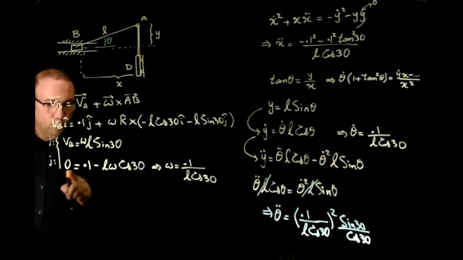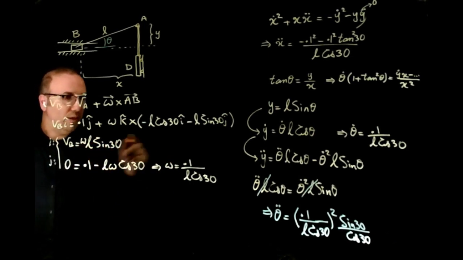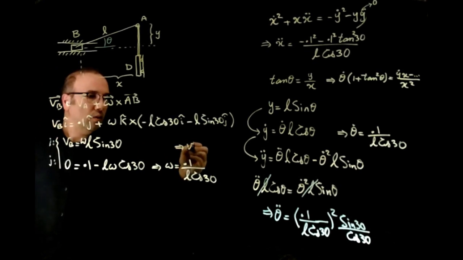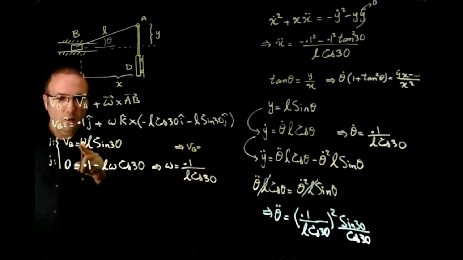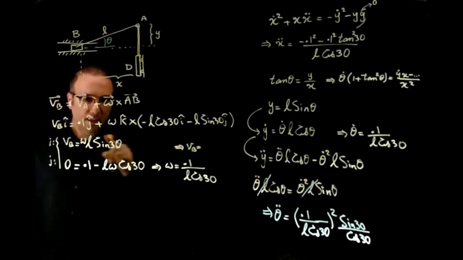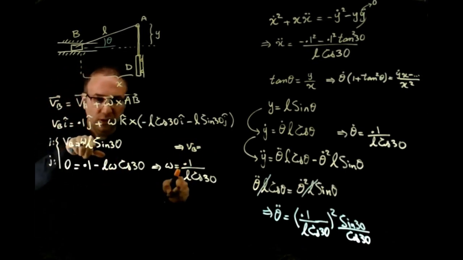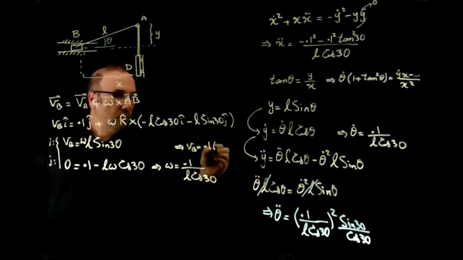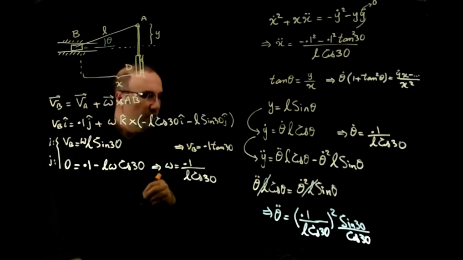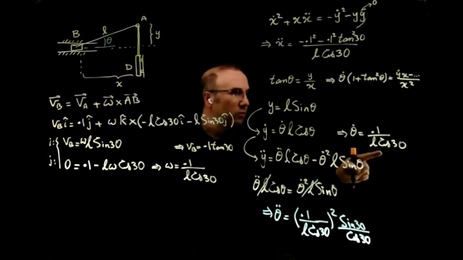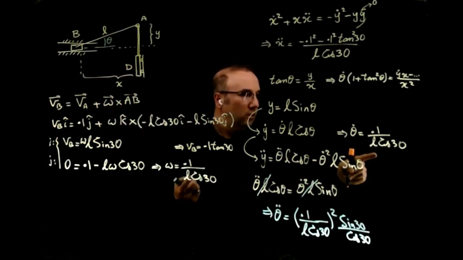And if I plug it back in here, I get velocity of B, omega, which is 0.1 over L cosine 30. So L would cancel out. I would have 0.1 tangent 30. So if we compare this to this one, we see that it is the same.